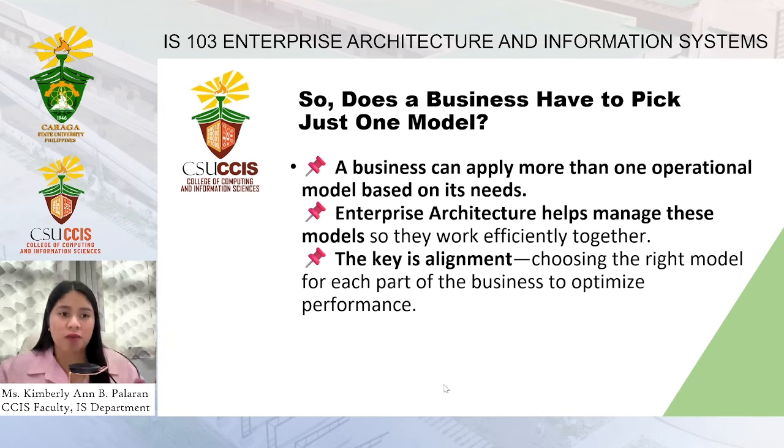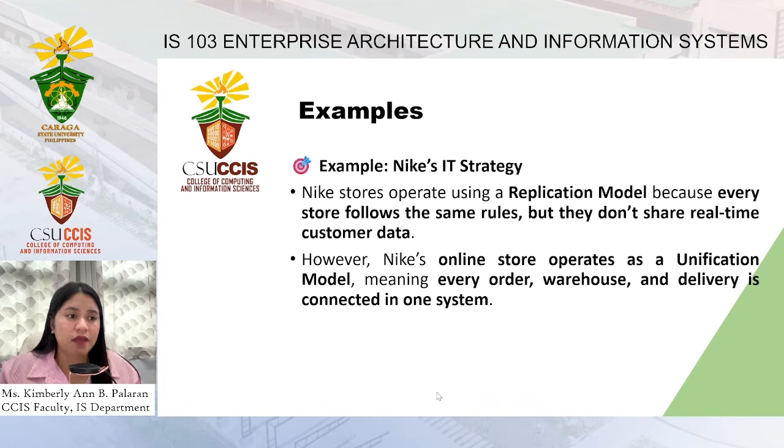So, do not use an operational model that is not appropriate for the transaction, because instead of optimizing performance, it will delay it even more. So, another example, for Nike's IT strategy. Nike stores operate using a replication model since every branch has the same structure and same branding, because every store follows the same rules, but they do not share real-time customer data.